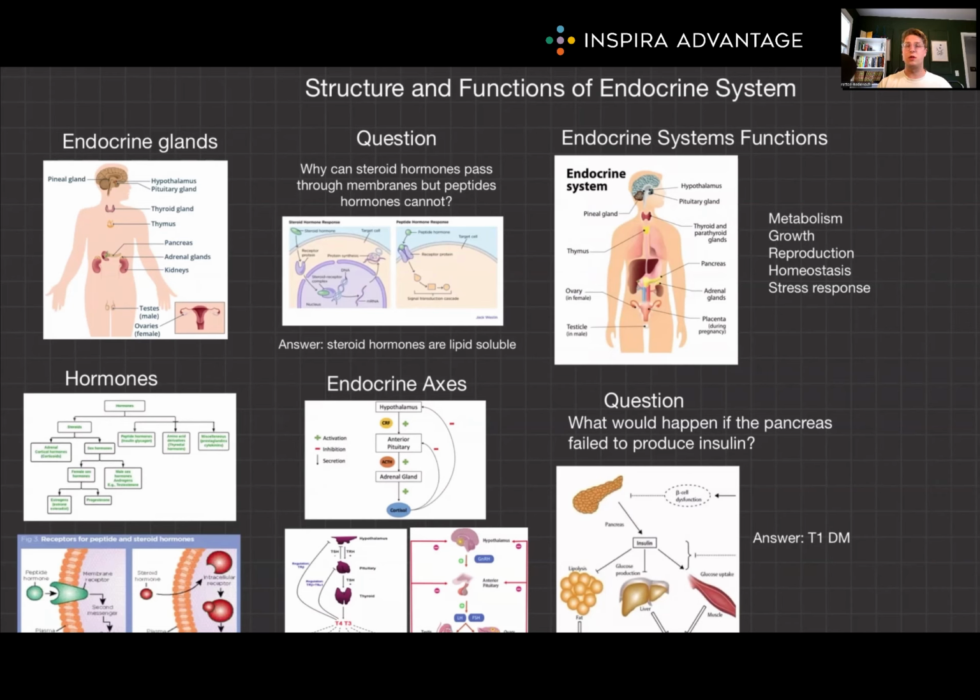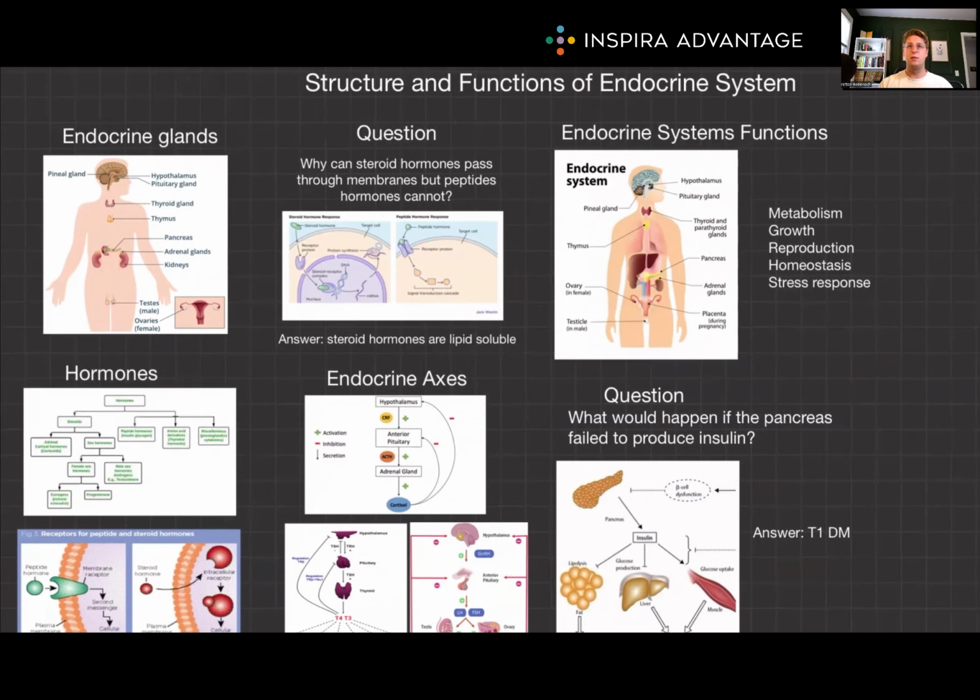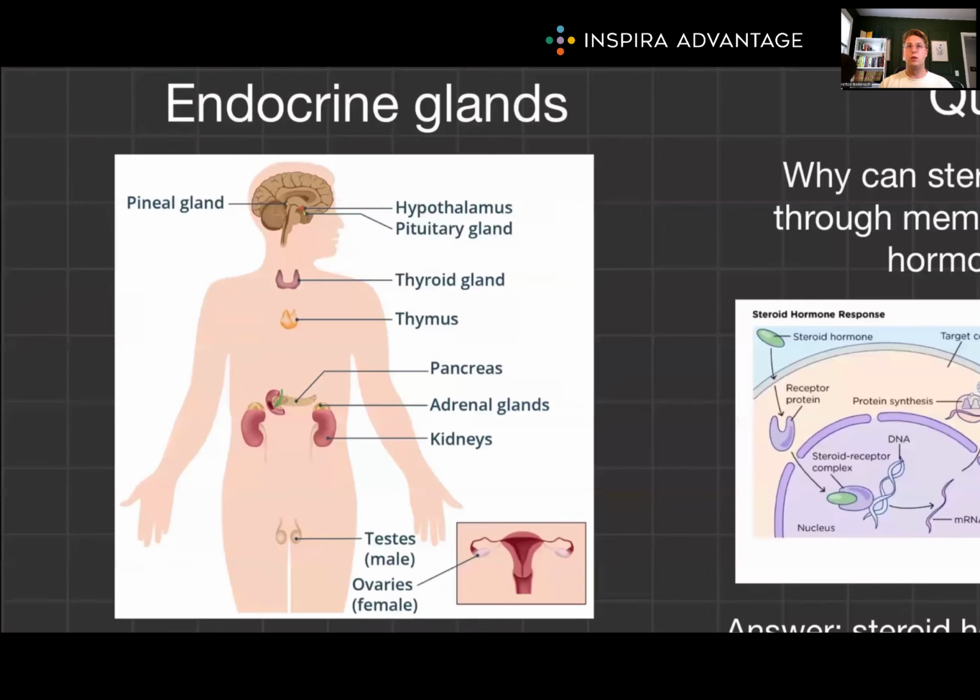Today we're diving into structure and functions of the endocrine system. This system works alongside the nervous system to coordinate body functions, but it does so through hormones rather than electrical impulses. The endocrine system consists of glands that secrete hormones directly into the bloodstream. These hormones then travel throughout the body to target specific cells or organs.